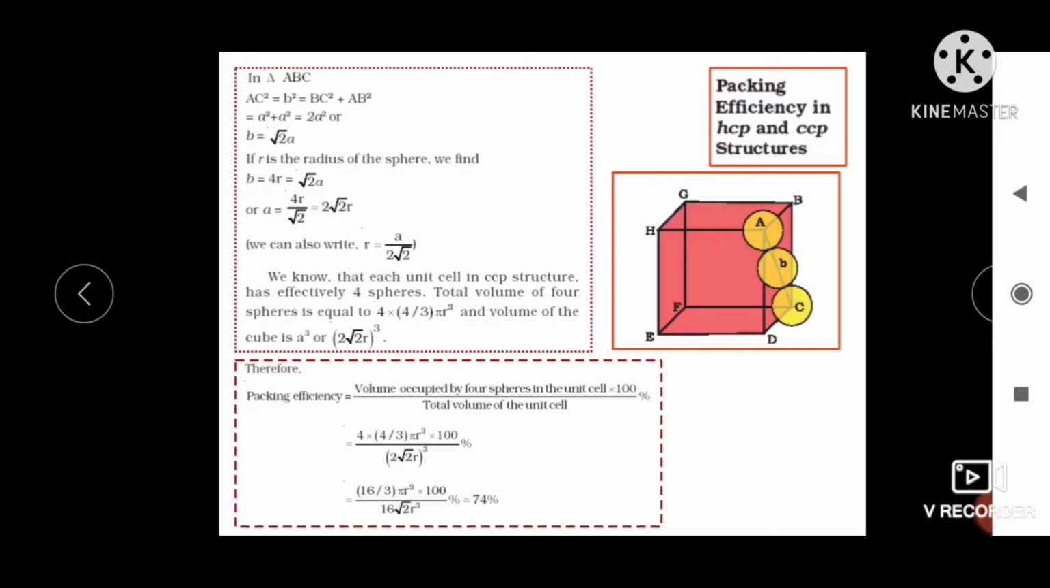Then packing efficiency equals volume occupied by 4 spheres in the unit cell divided by total volume of the unit cell, into 100. Here the volume occupied by 4 spheres in the unit cell is 4 into 4/3 πr³, divided by the total volume of the unit cell, that is (2√2 r)³. Then substituting these values, we get the packing efficiency as 74%.